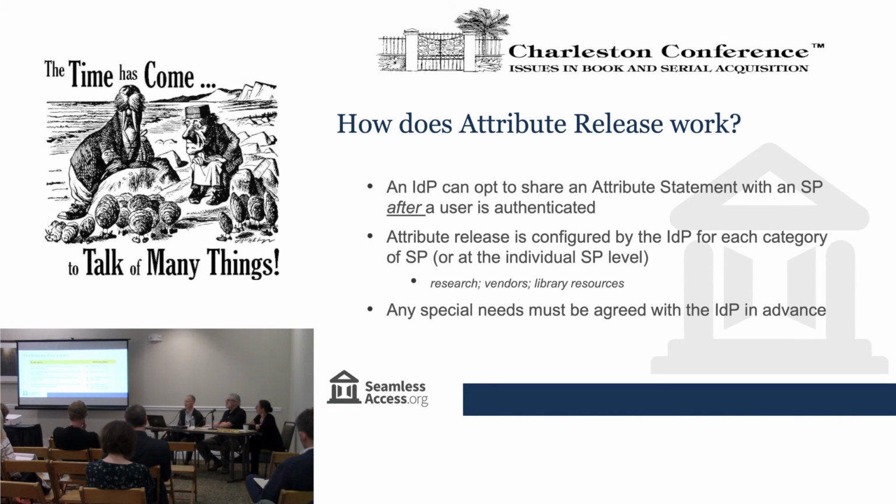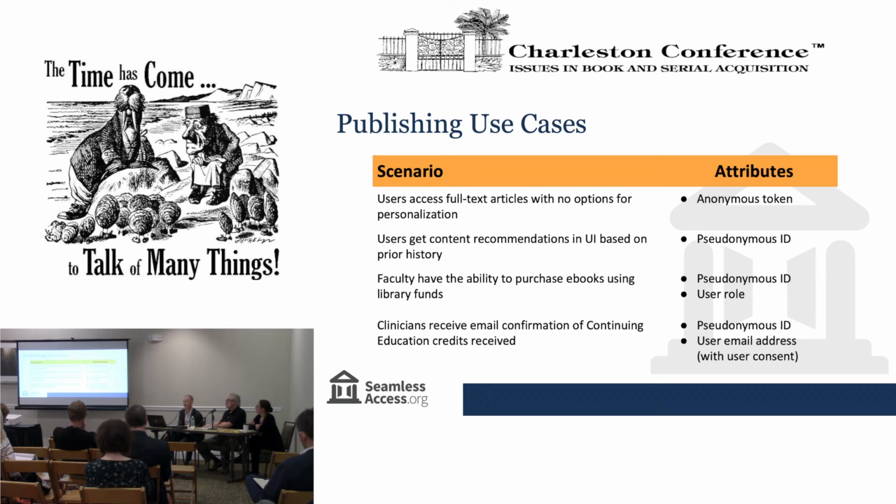And let's just look at some example use cases, because it's sometimes helpful to talk about scenarios that mirror what you might actually encounter in the real world. In the first scenario, we've got users who are accessing full text articles on a platform where there is no option for personalization. So all they simply need to confirm is that they're members of your organization, and an anonymous token is fine. Nothing more is needed.